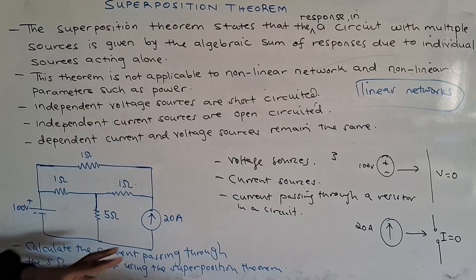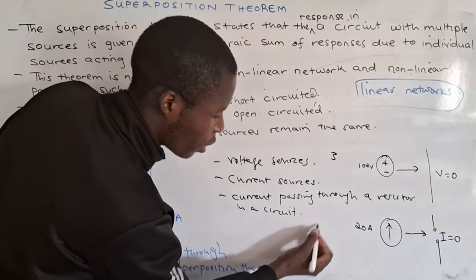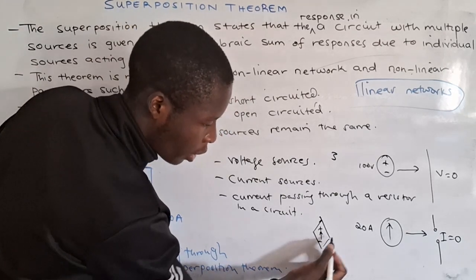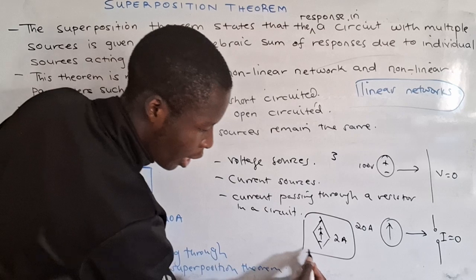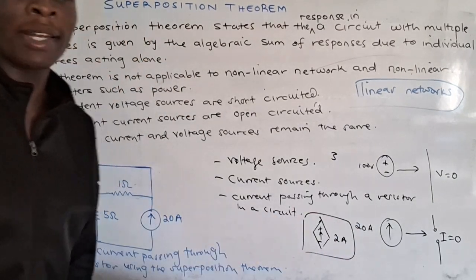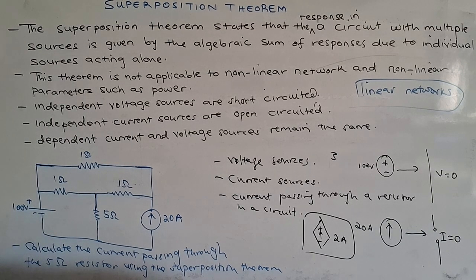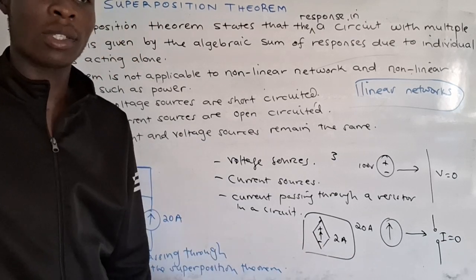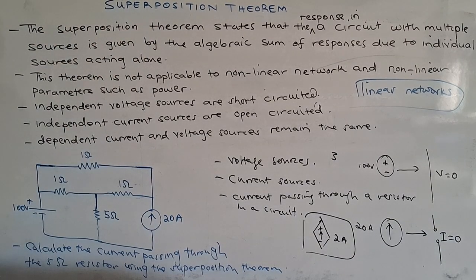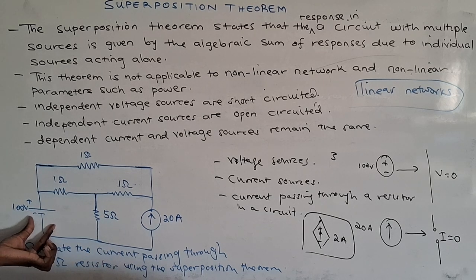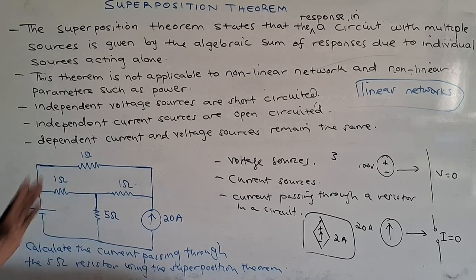Dependent voltage sources and current sources are usually represented with a diamond. Suppose this is positive, negative, and we put an arrow here and write 2 amps. It means this is a dependent current source. If voltage is written here, it means it is a dependent voltage source. If you have a dependent voltage or current source, you are not supposed to eliminate or remove it; you leave them like that. Only the independent voltage and independent current sources you are supposed to eliminate.